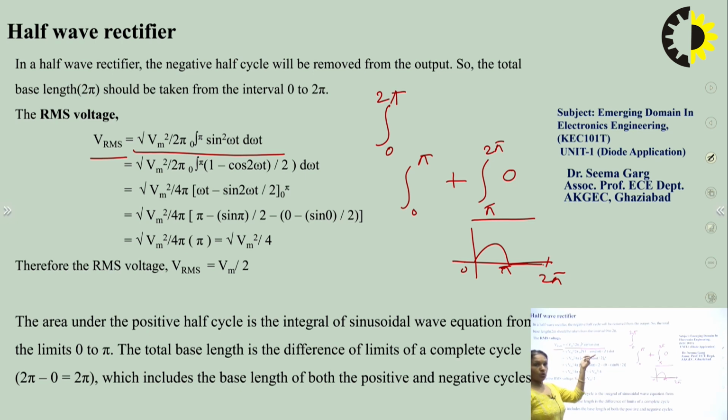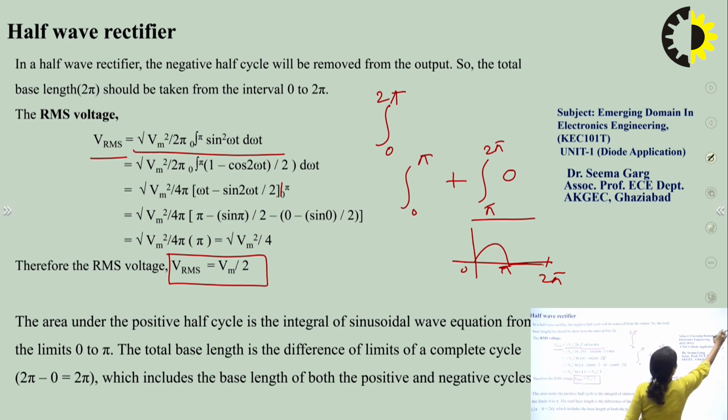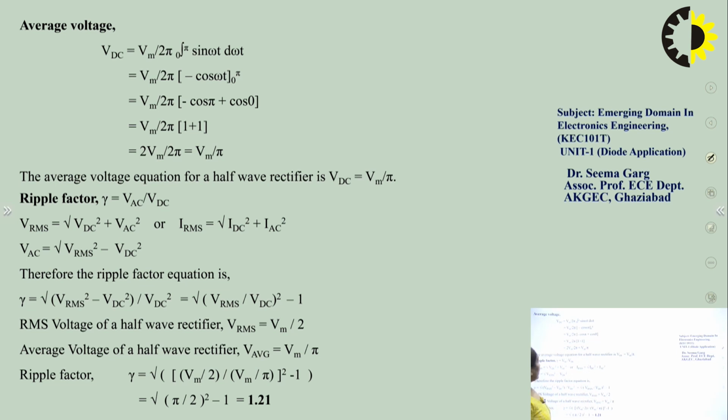Using the cos 2 theta formula in trigonometry, we can replace sine square omega t by the term (1 minus cos 2 omega t) by 2. Integrating and putting in the limits, we get the VRMS value equal to Vm by 2. So in the half wave rectifier, Vm by 2 is the root mean square value. Then the average value is what? The area under the curve divided by the base value. This will give you the average value.